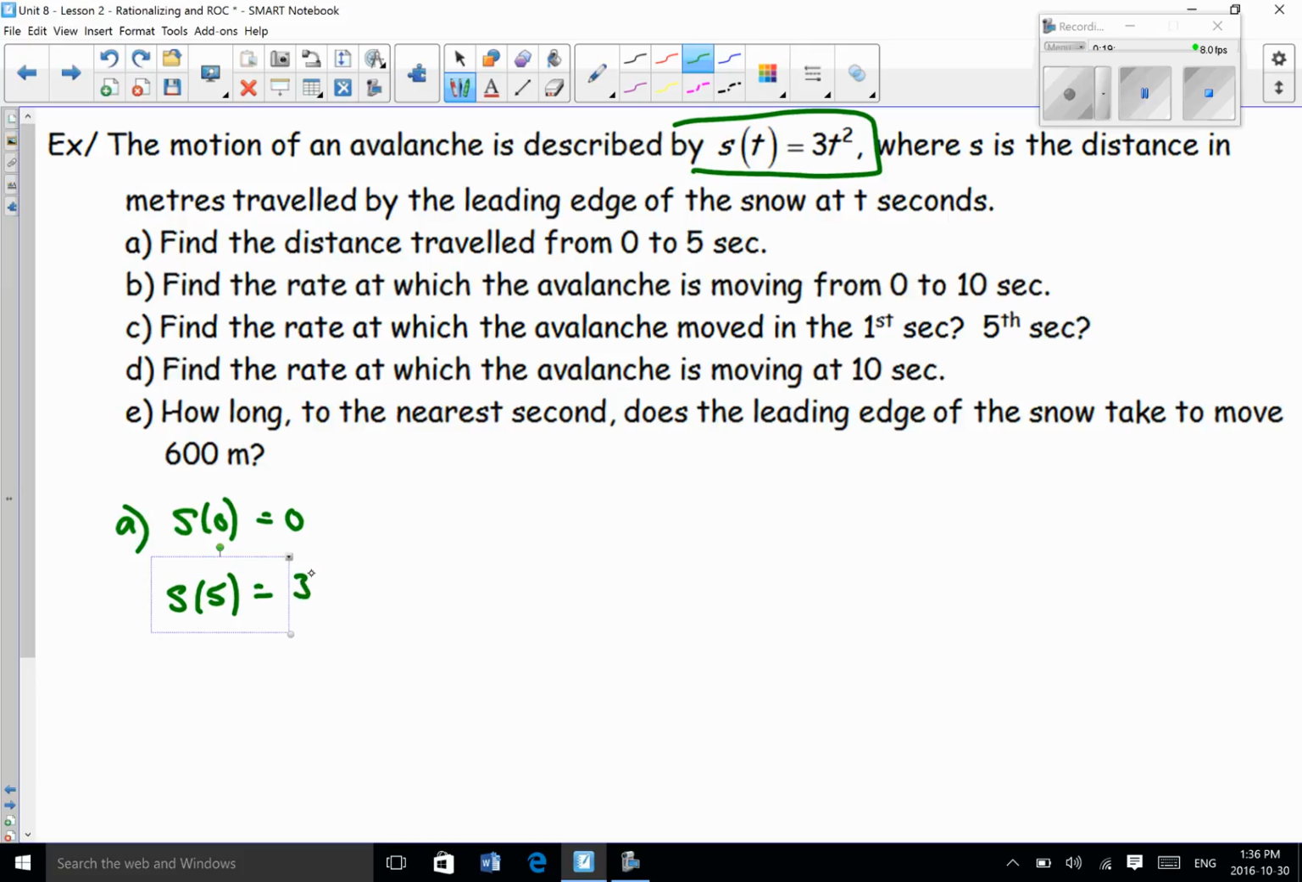S5, after 5 seconds, 3 times 5 squared is 75 meters. So it's traveled 75 meters in the first 5 seconds.